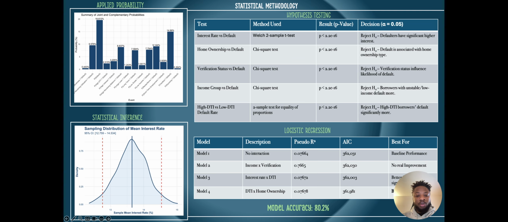And lastly, for the regression model, I built 4 logistic regression models, including interaction terms. Model 4, which is the DTI and home ownership interaction, performed best with the strongest pseudo R-square and AIC values. After I tested my model, I had an accuracy of 80.2%.